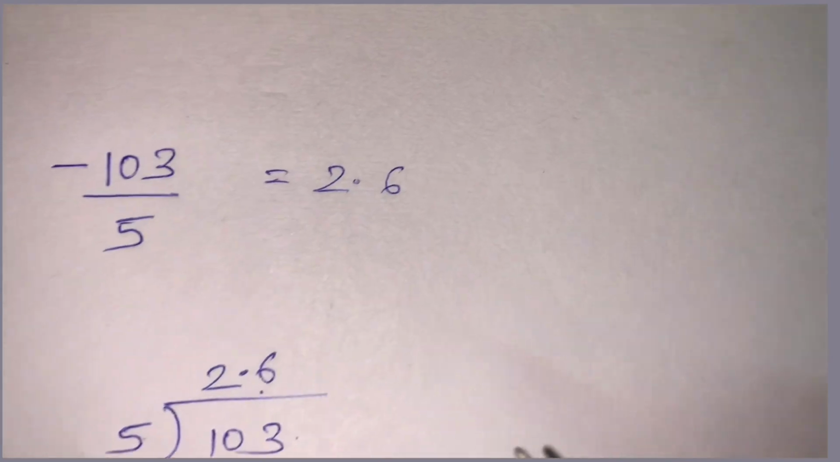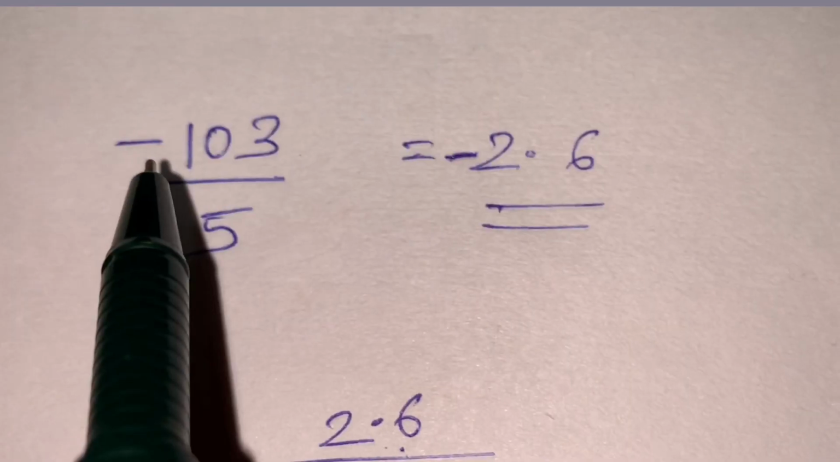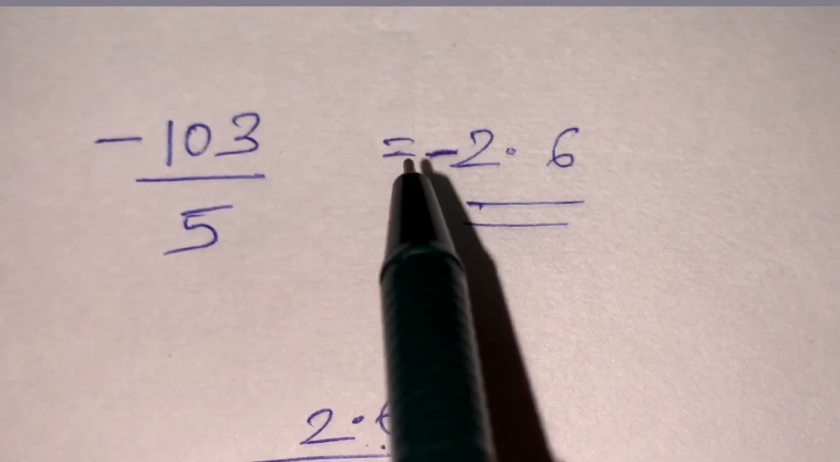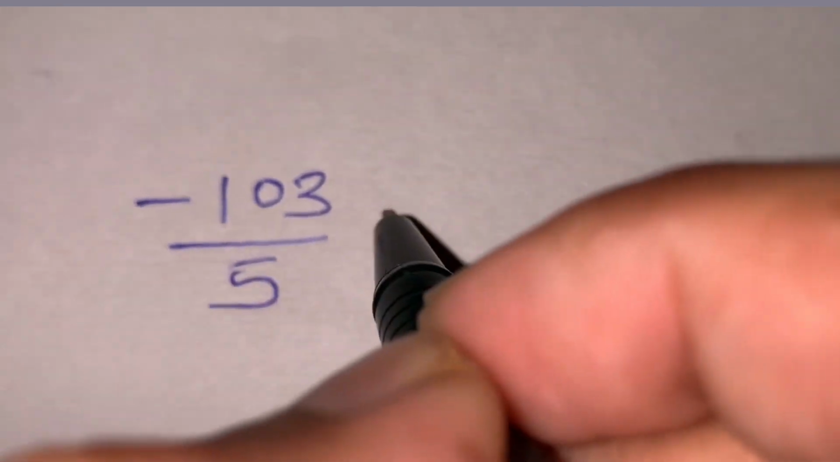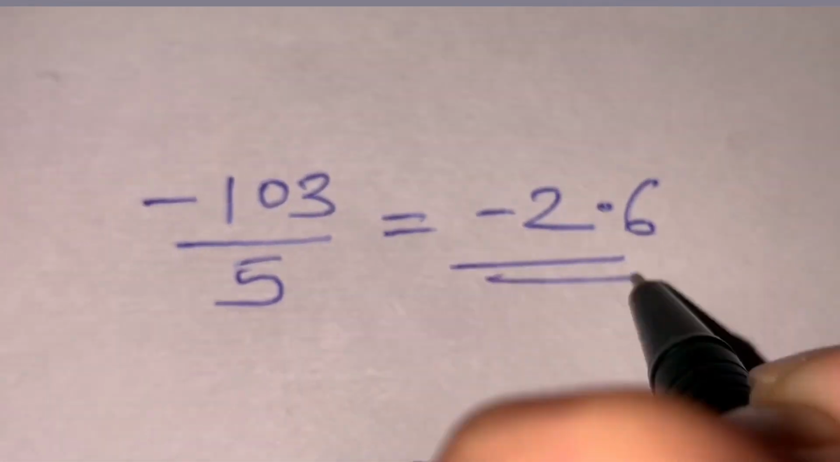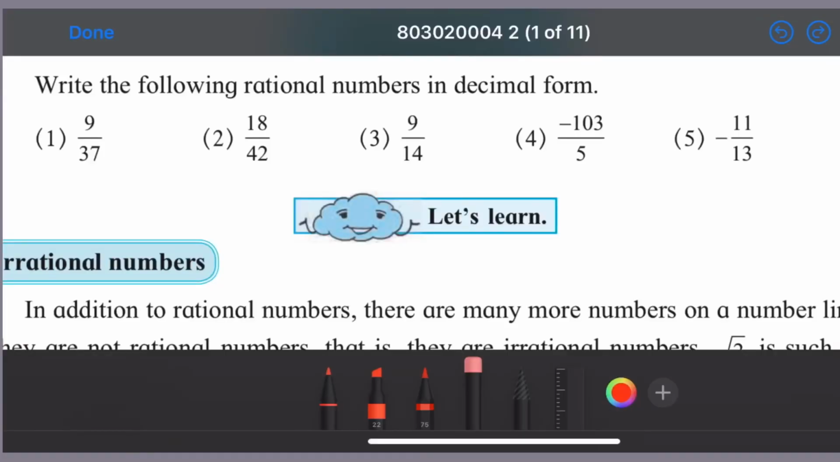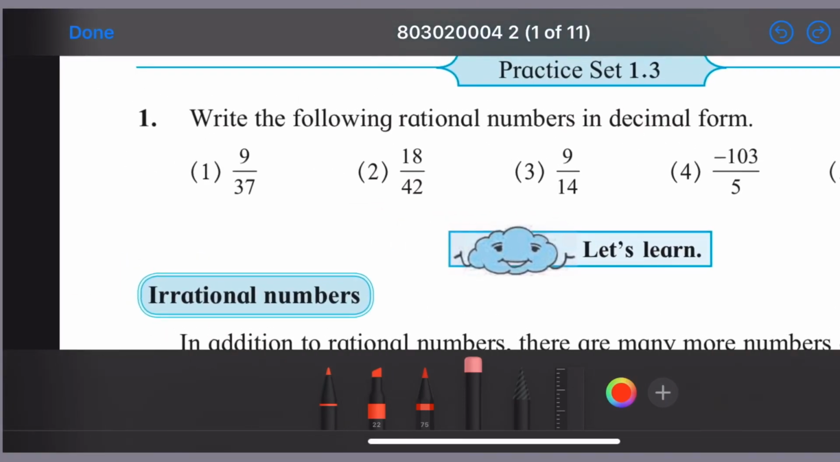So the decimal representation of this number is 20.6. Now since it is minus 103 by 5, the answer to this number will be minus 20.6. And remember, since it is a terminating number, there won't be any bar on top of the number. Similarly, you can do all the remaining sums from practice set 1.3.